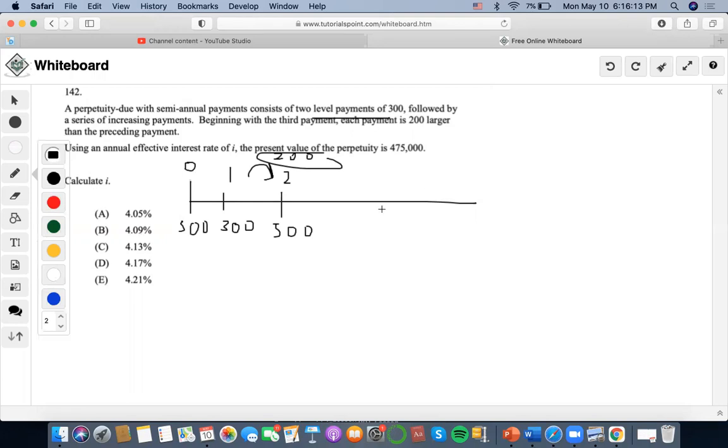Okay, so the way that I would go about this is that I could create the PQ-TVM formula using time one as the comparison date. So I would do the first payment of 300 over i plus the increase over i squared. Then I would also multiply by 1 plus i to signify a perpetuity due.